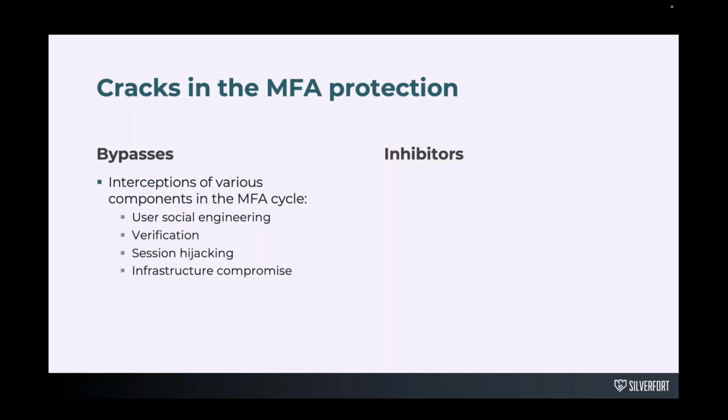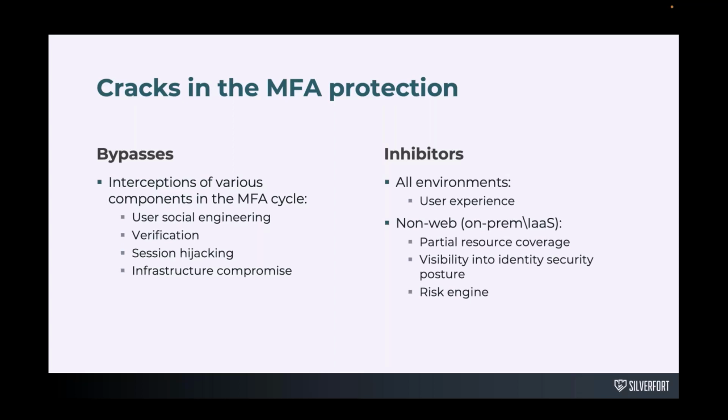Inhibitors, on the other hand, and I will give you a spoiler, I will focus more on inhibitors in this session. These are barriers in MFA's ability to deliver, to realize its protection potential. For example, the most obvious inhibitor is the user experience. But if you're talking about the non-web environment, basically on-prem or IaaS, VMs in Azure or Amazon, there is an inherent problem of partial resource coverage. MFA doesn't cover everything. We'll soon talk about that.